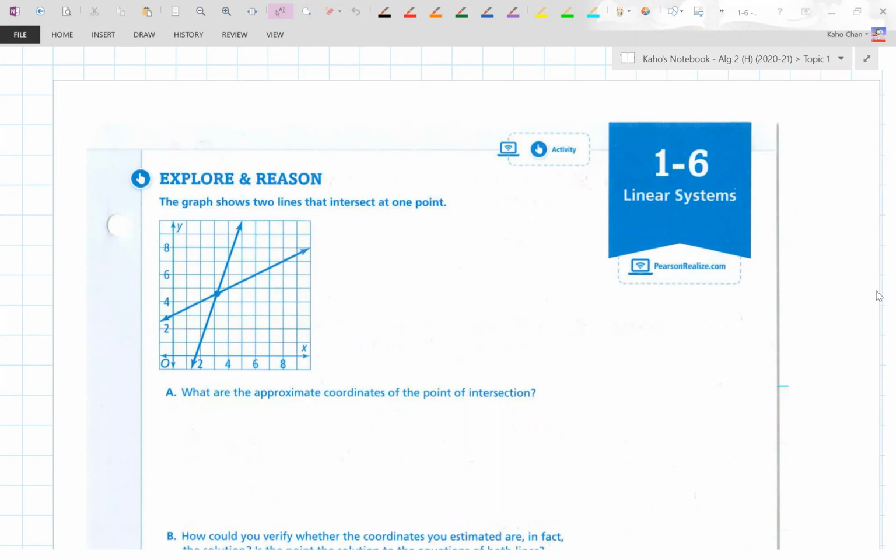If you guys can turn your note takers to page 21. If you're following along in the textbook, we're on page 47. We have a little opener involving a graph. Here we go. The graph shows two lines that intersect at one point. What are the approximate coordinates of the point of intersection?